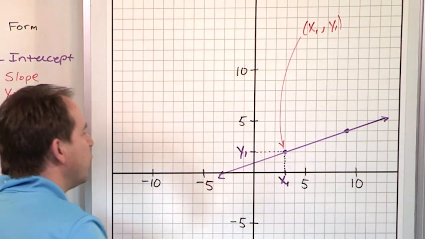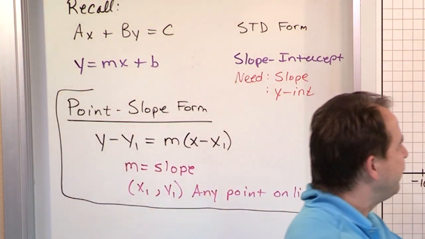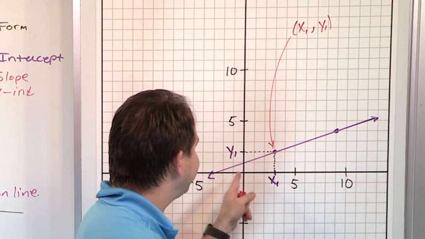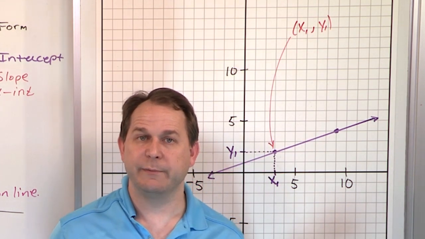This is the same x1 and y1 that we're going to end up using in the equation itself. But for now, just say, hey, there's a line, there's a point. It's got an x value, it's got a y value. So I'm going to call it x1, y1. Okay, you're with me so far.